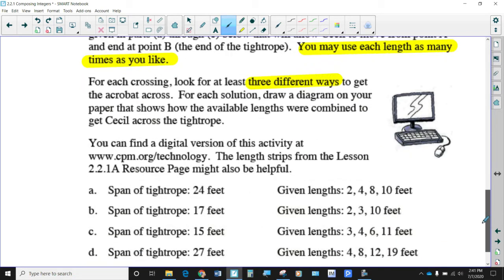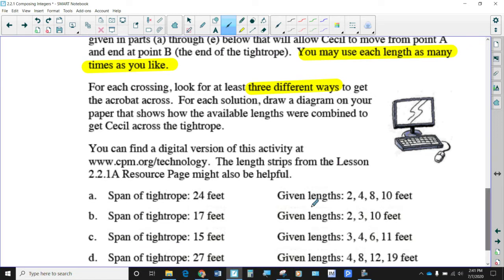Basically what we're going to do is this. We have a bunch of different lengths, and what we need to do is work on adding or subtracting these numbers together to get these total lengths, okay? And the way we're going to do it is we're going to use an online technology. We're going to use Cecil and the Tightrope with the CPM program.